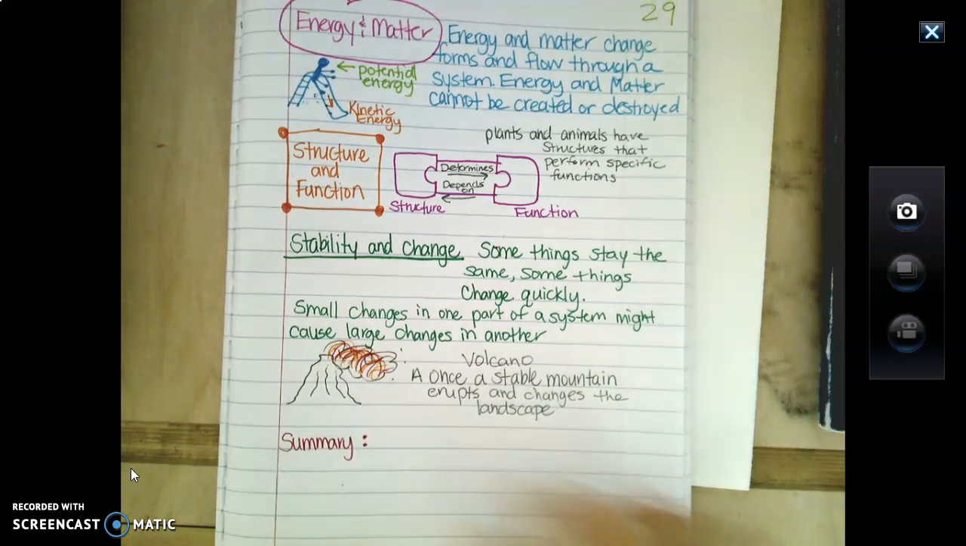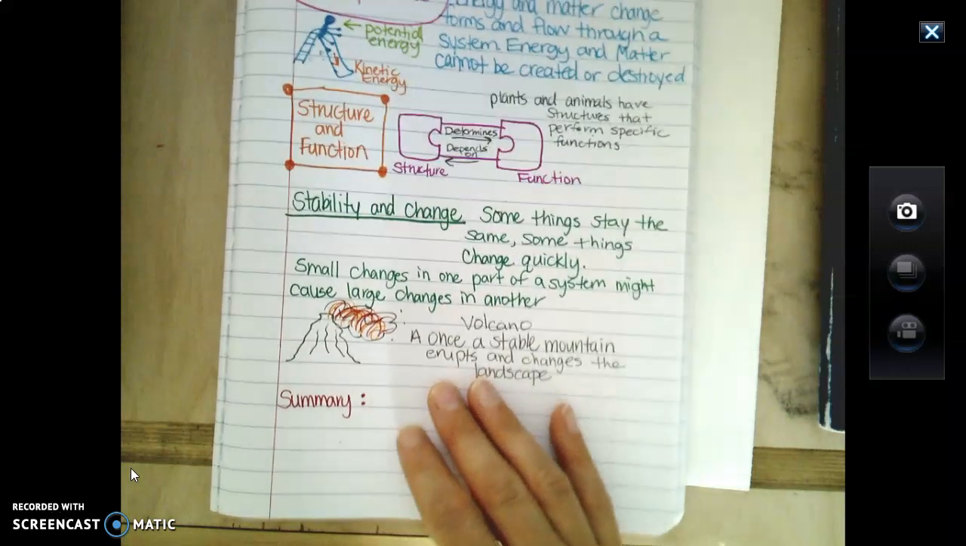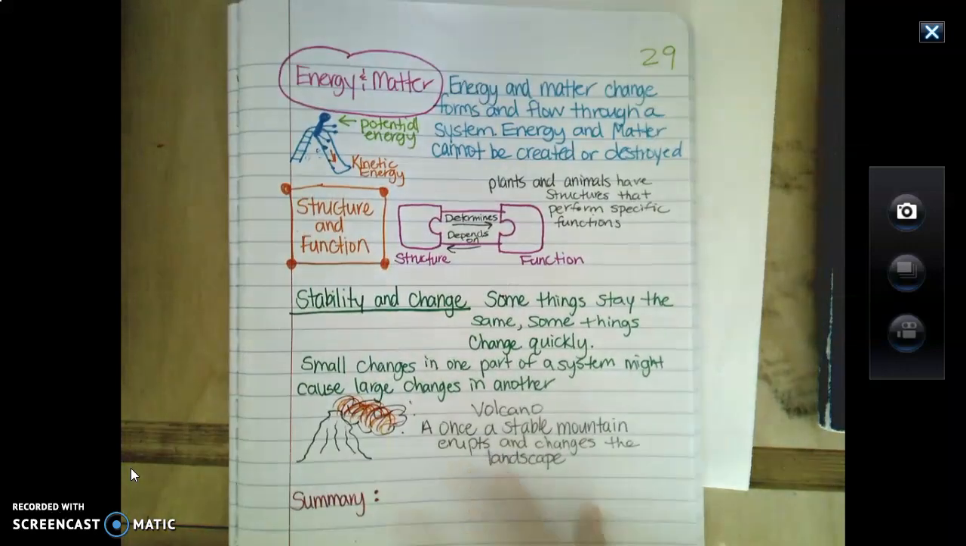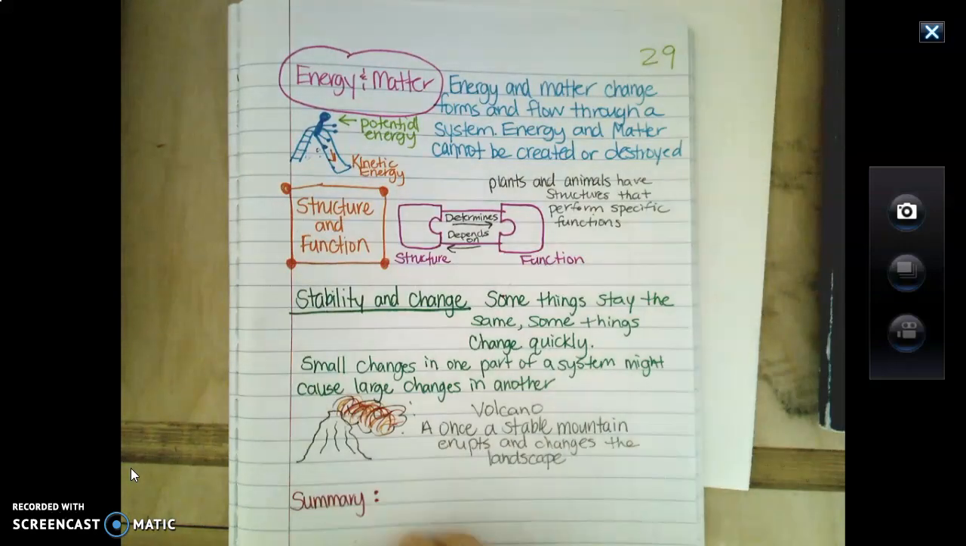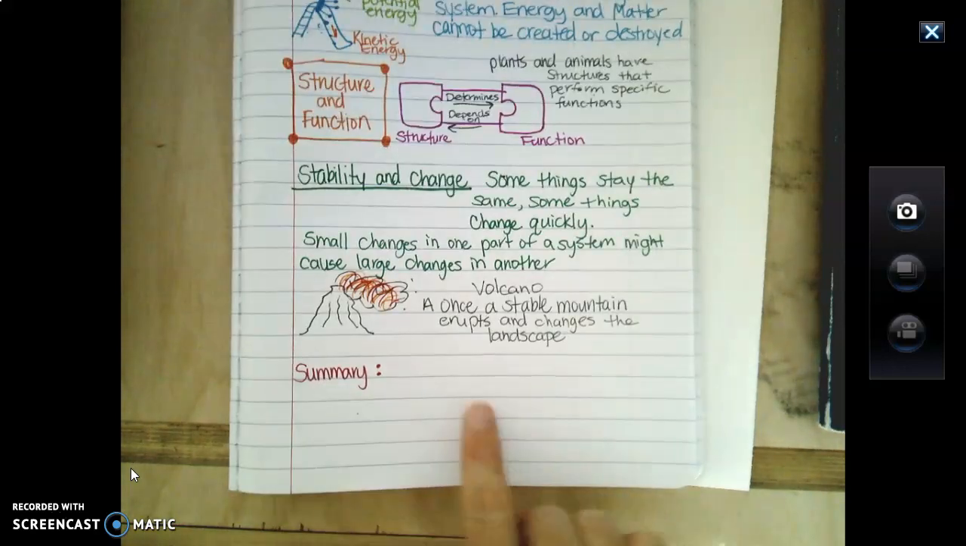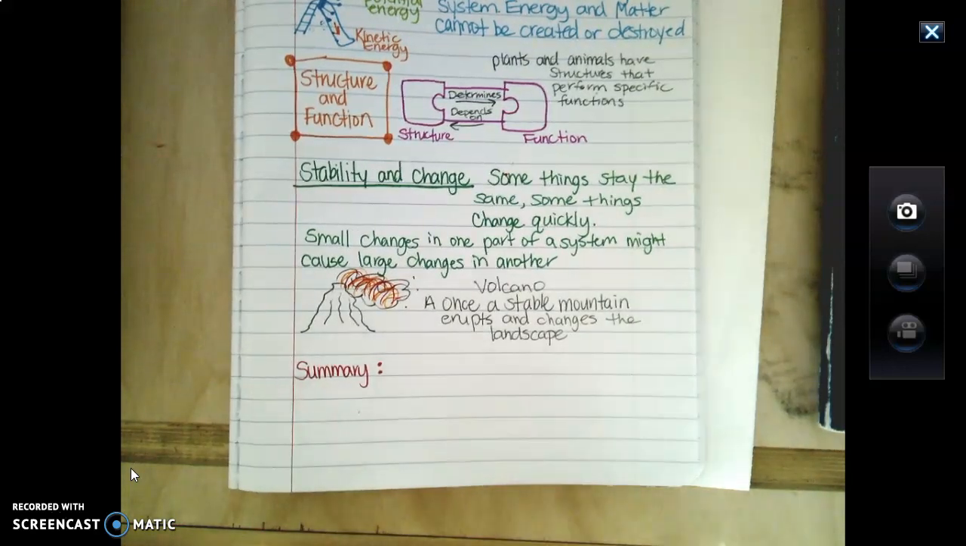So if you need to go back, by all means go back and review and rewind this video to get these in your notes. At the end, I want you to summarize, what are the cross-cutting concepts? Why do we use them? What is the benefit of knowing what these things are?